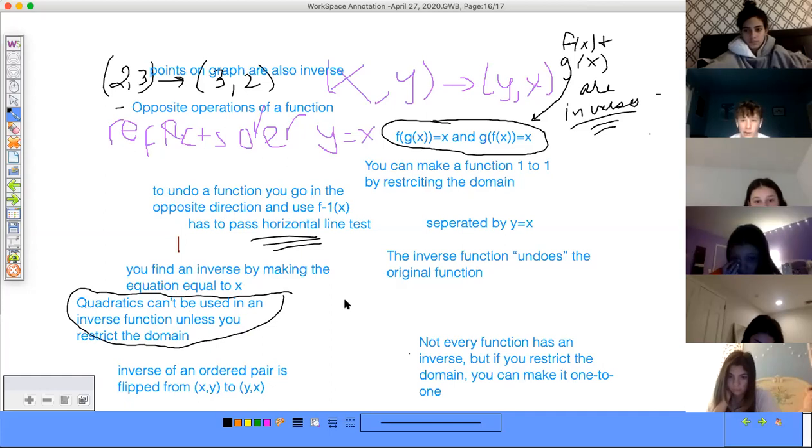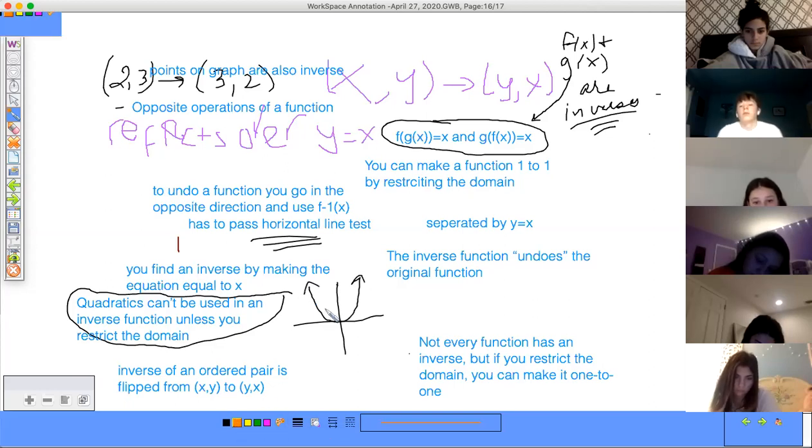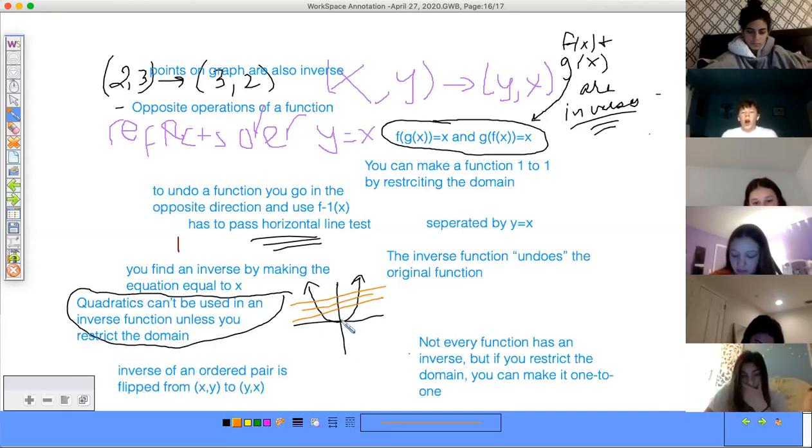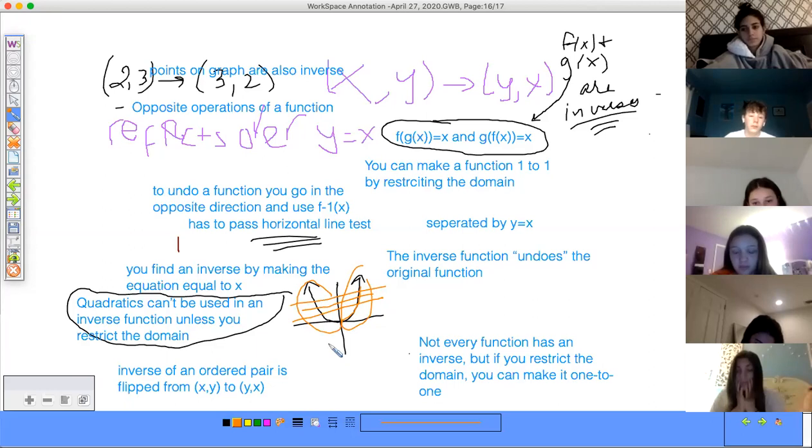Jackie, what do you mean by that? It has to pass a horizontal line test, so for each y value, it can't go through the line more than once. Exactly. We can see it's hitting the line twice, which is why we can pick the right half of the parabola, or the left half of the parabola. Is everybody okay with that? Nod your head. Awesome.